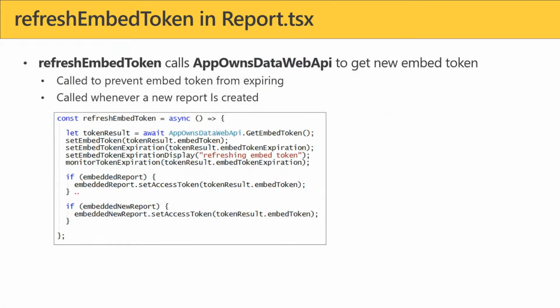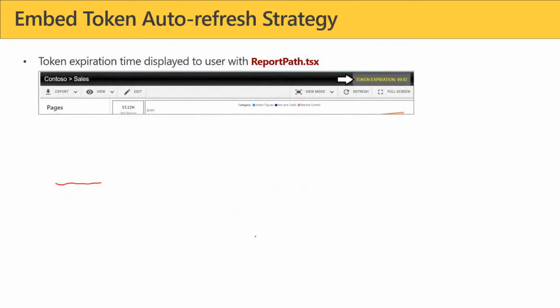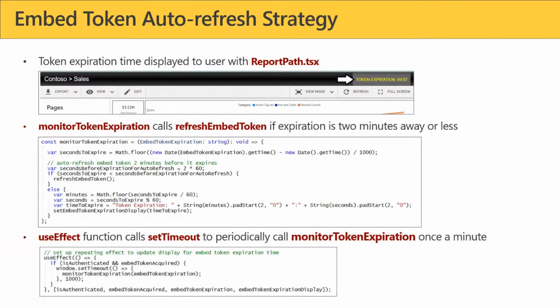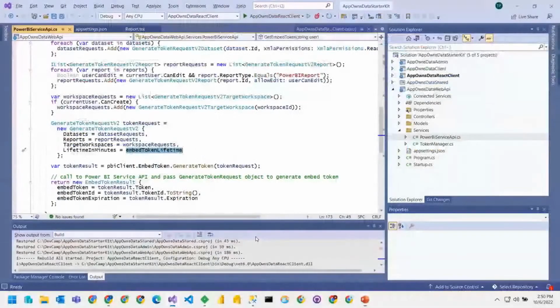Here is where, once we get the embed token, we're going to call this in the Power BI REST API, to actually associate the token with either the existing report or the new report that the user is working with. Okay. And here's one really screwy part about this. And this took me some time to work through.